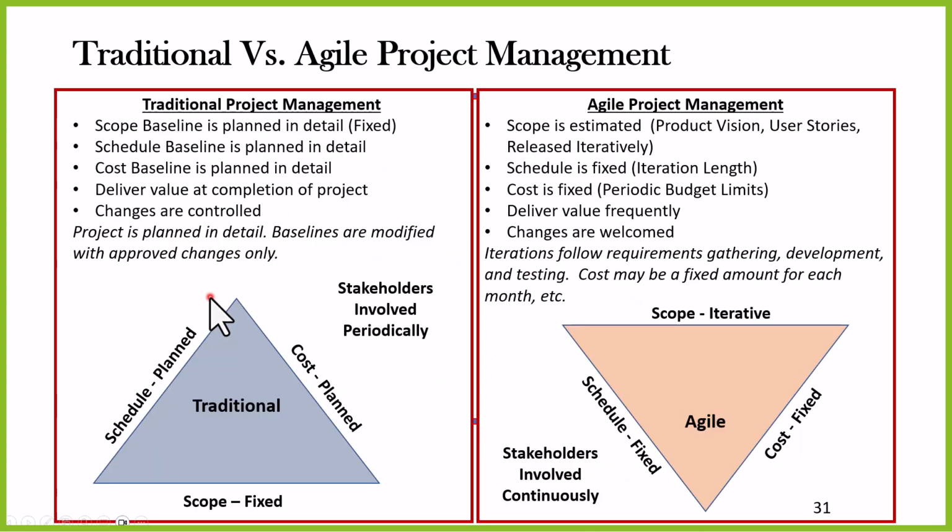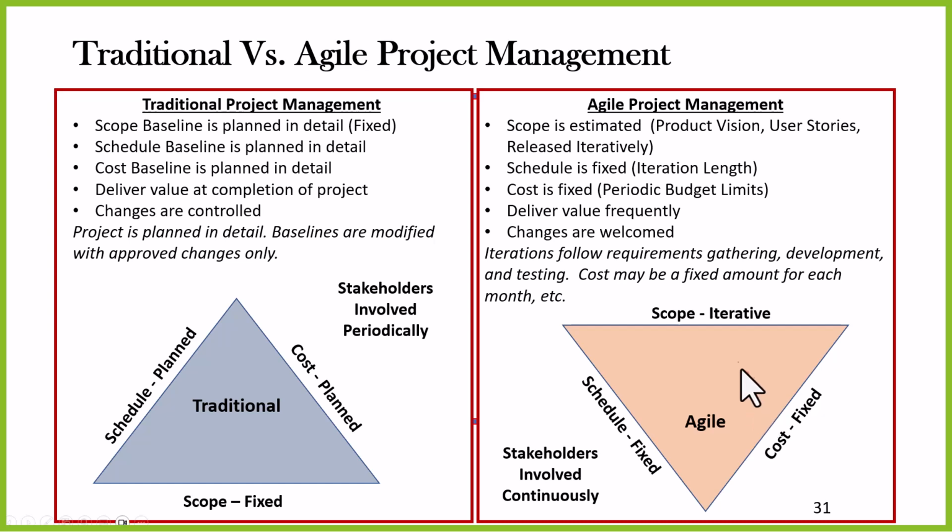Let's take one more look at agile versus traditional. In a traditional predictive environment, and this is also called waterfall, we have a detailed plan for our schedule, we have a detailed plan for our cost, and we have our scope, which is fixed. Our scope is fixed. But in Agile, we have what's called an inverted triangle. In Agile, the schedule is fixed, the cost is fixed, you have 1 to 8 week iterations, and you have a cost, either a periodic budget where you can spend X amount of dollars a month or a year or whatever, or you might have a cost associated with each iteration.